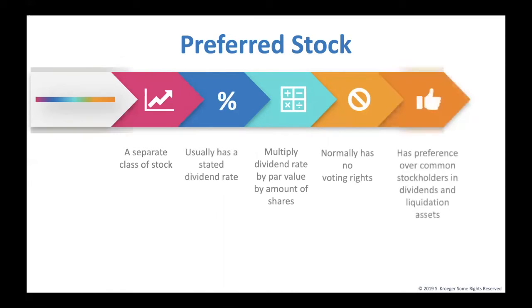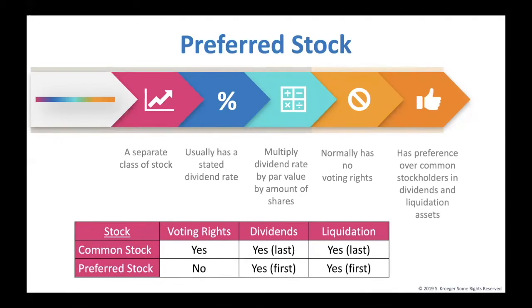However, preferred stock has a priority over common stock in receiving dividends and in liquidation of assets. I inputted a table here that outlines the differences between common and preferred stock.